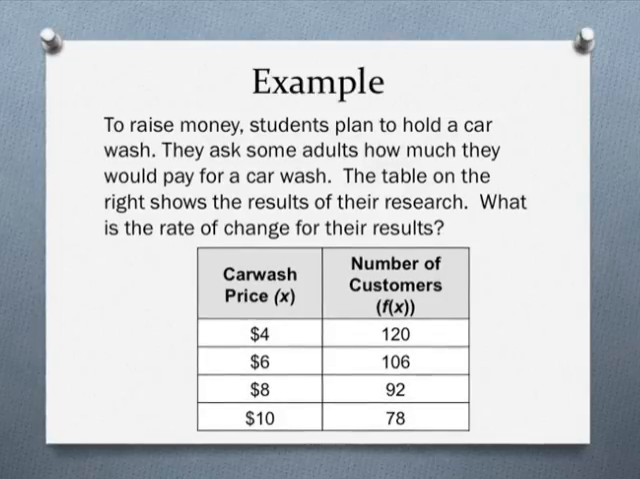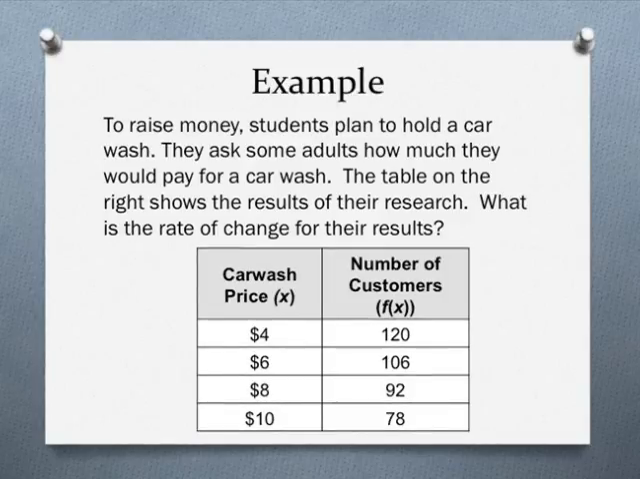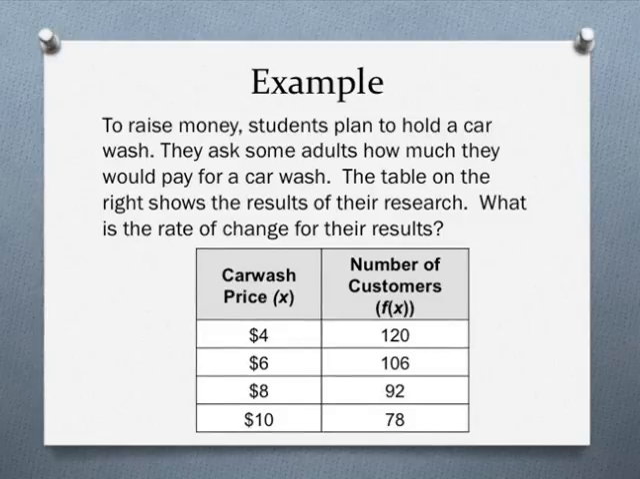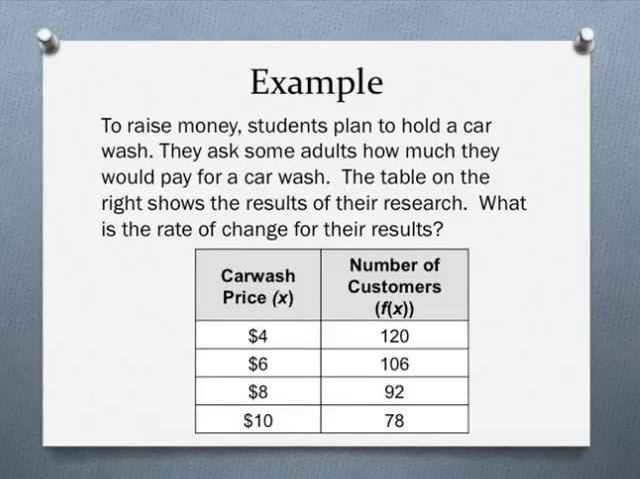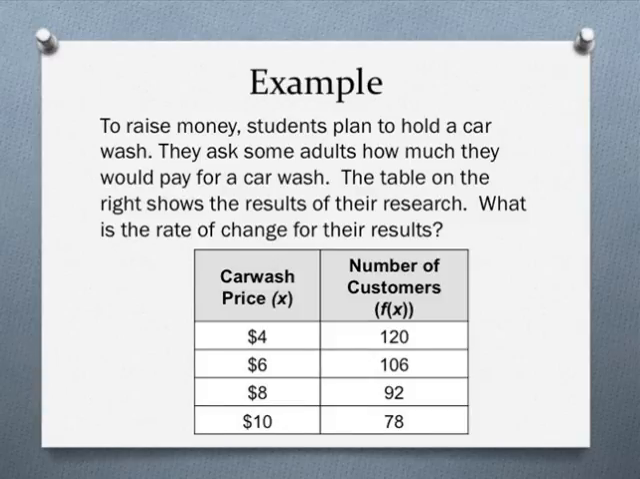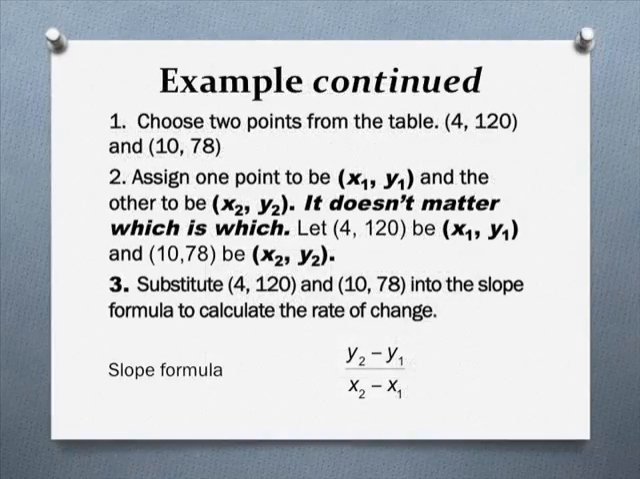Now, looking at our table, we have the car wash price, which is x, to be $4, $6, $8, and $10. And the number of customers, which is our f of x, to be 120, 106, 92, and 76. Okay, so since we choose 2 points from the table, we're choosing 4 and 120 for our x1, y1, and for our x2, y2, we'll choose 10, 78.